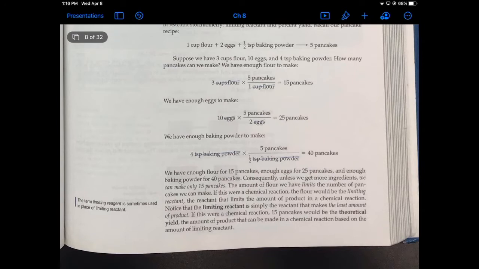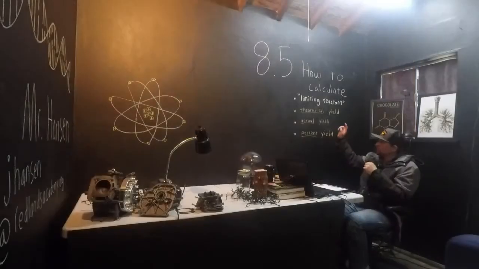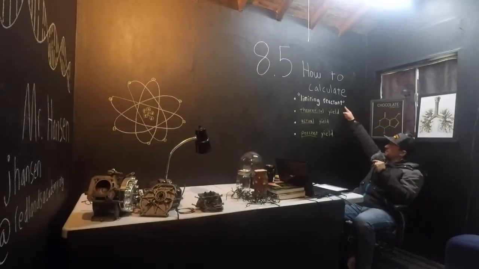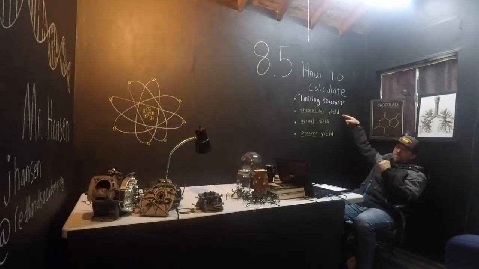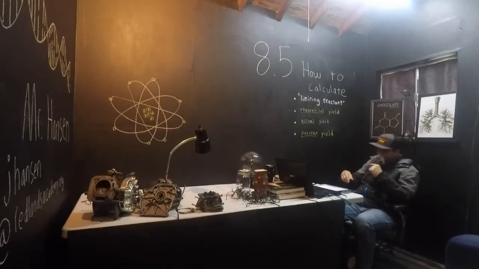Here's the definition, write this down or highlight it or whatever. The amount of product that can be made in a chemical reaction based on the amount of limiting reactant. So you can see there's a huge relationship between limiting reactant and theoretical yield. If you want to frame a sentence, again, there you have it, and we just read it. The limiting reactant determines what your theoretical yield will be. Your theoretical yield is based on what your limiting reactant is and how much of that limiting reactant you have. All right.